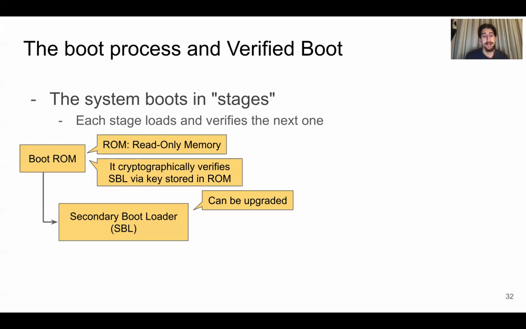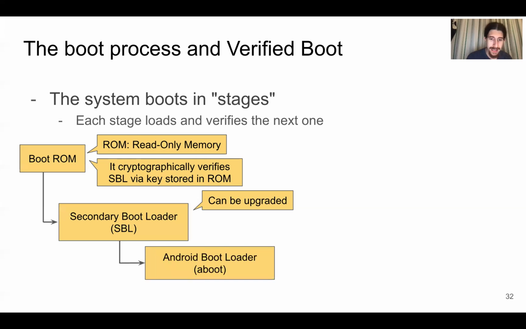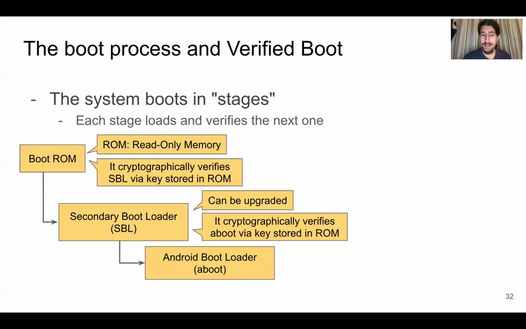If it's verified, then great, the code jumps to the SBL, which is now considered trusted. If it's not trusted, then it stops there. Okay, cool. And now the SBL tries to find a so-called Android bootloader, which also goes by the name of A-boot, and it does something similar. It checks whether this A-boot partition or A-boot content is signed with the key stored in the ROM. If yes, great, it jumps there. If not, bam, it stops there. Okay, and nothing happens. That's it.